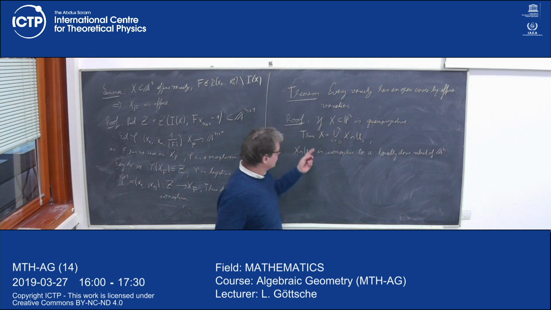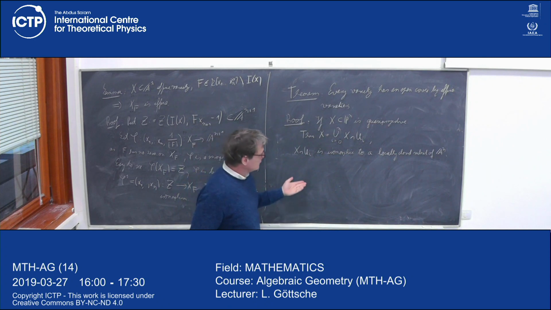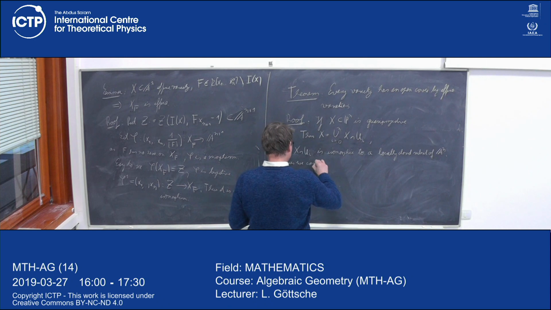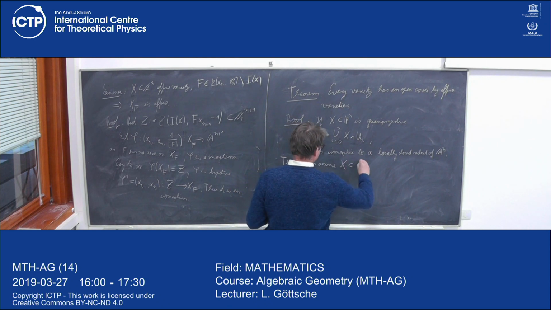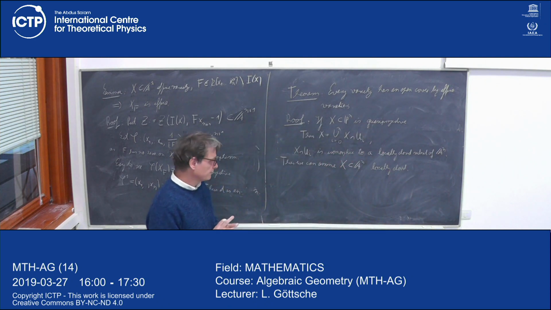X itself is locally closed, so an intersection of an open and a closed subset. If I intersect this with Ui, I get the intersection of an open and a closed subset with Ui, which by isomorphism is a locally closed subset of An. So thus we can assume, and then if we find an open cover by affines for each of these pieces, we can just take the union of those and get an open cover for X. So thus we can assume X in An is locally closed.